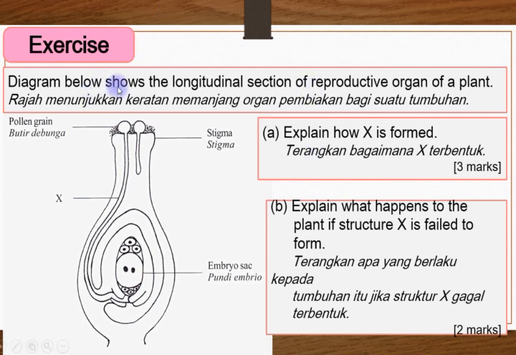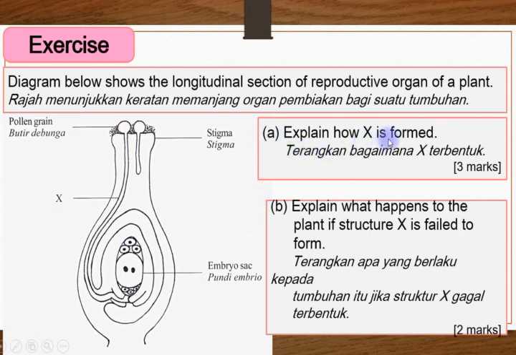The diagram below shows the longitudinal section of the reproductive organ of a plant. So this is the structure of the, what is this, girls? This refers to the carpel of the flower. What is a carpel? It is the female reproductive organ in a flower. The carpel consists of the stigma, style, and ovary. Inside the ovary is the ovule. So, A.